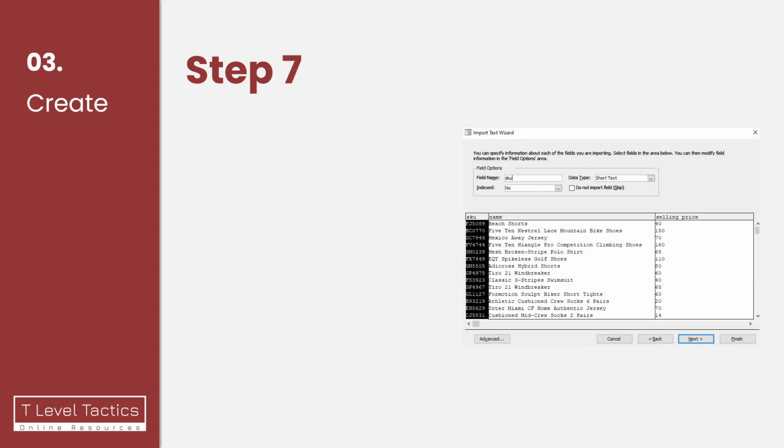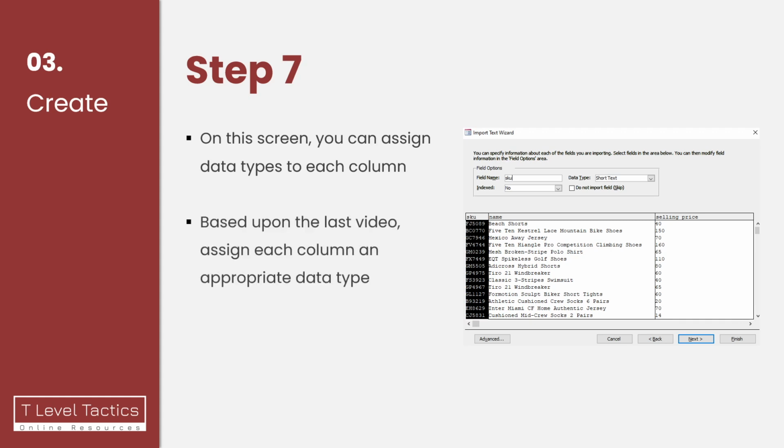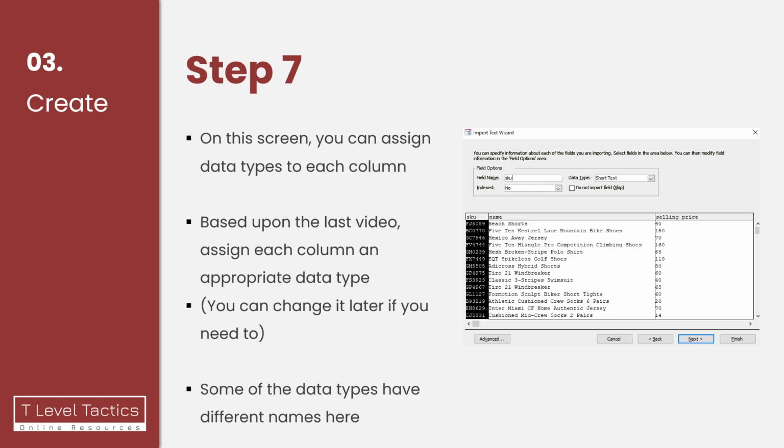On this next screen, we can assign data types to each column. Based upon the last video on data types, assign each column an appropriate data type. You can change it later if you need to. And beware that some of the data types have different names here. A single data type is the equivalent of a short number, and the double data type is equivalent to a long number. Click the column headings, and then you can change the data type from the drop-down box. When you're ready, click Next.